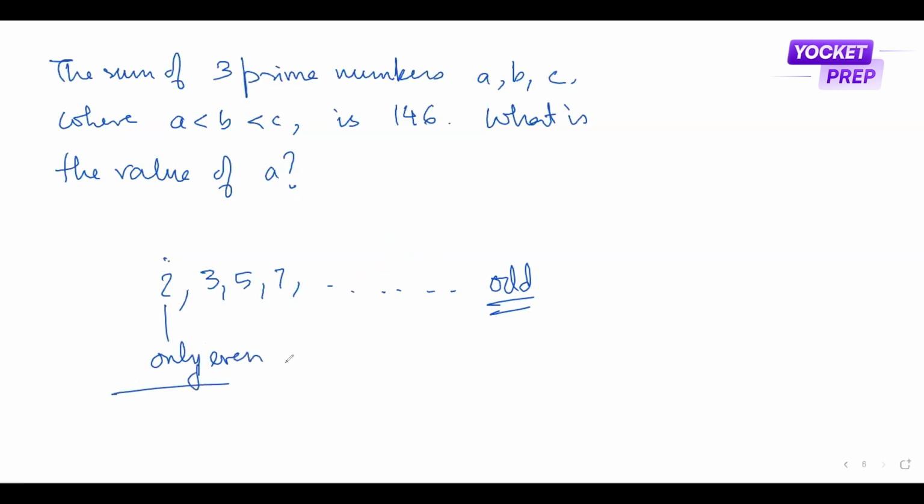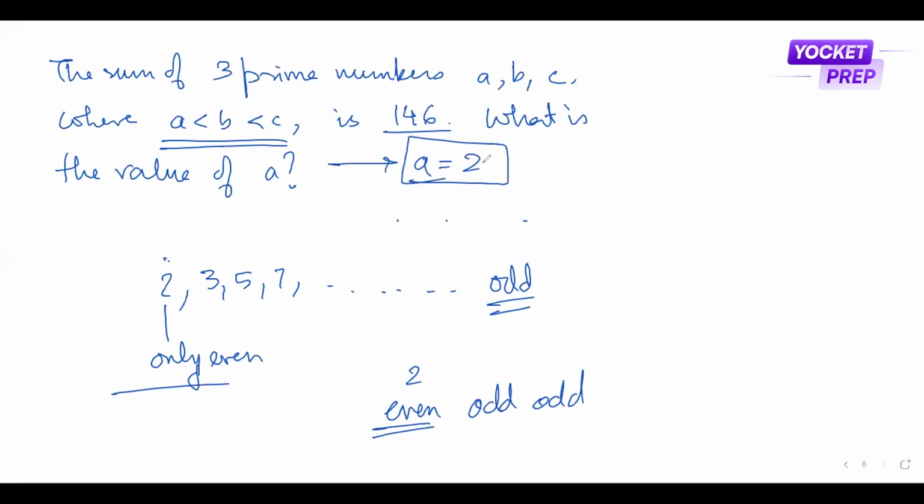Now, if you have taken all three odd primes, A, B, and C, odd plus odd cannot be an even number. It will become an odd number. So that means out of these three primes, only two of them are odd. So you have two odd and one even. The only even prime that exists is 2, which is in fact the smallest prime. So obviously I have asked for A only. So the answer is 2. There cannot be anything else.